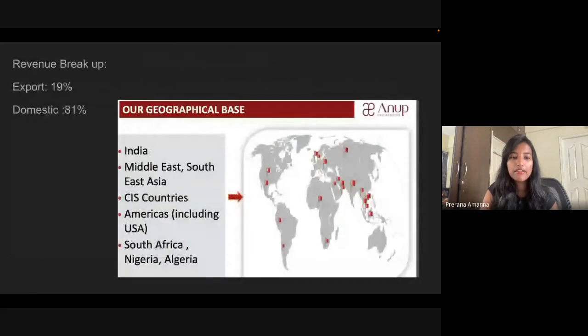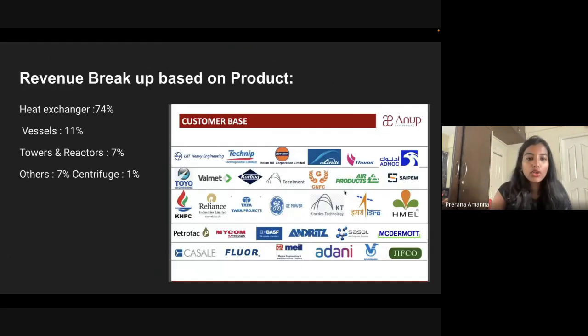Now let us see the revenue breakup. The majority is coming from domestic: 81% is coming from domestic, and only 19% is coming from export. And here are the red flags. As you can see, these are the countries they are in, and other than India, these are the countries they export to. Like I told you, the revenue breakup based on products: heat exchanger is 74%, vessel is 11%, and tower and reactors are 7%.